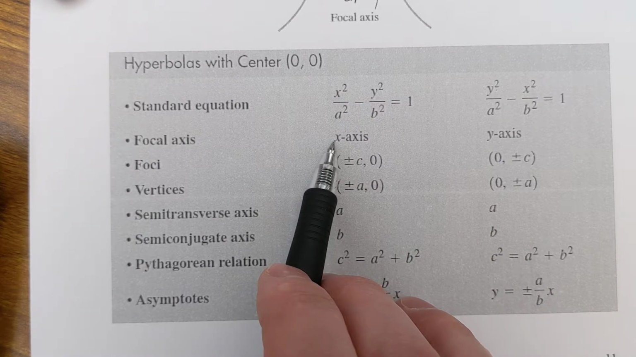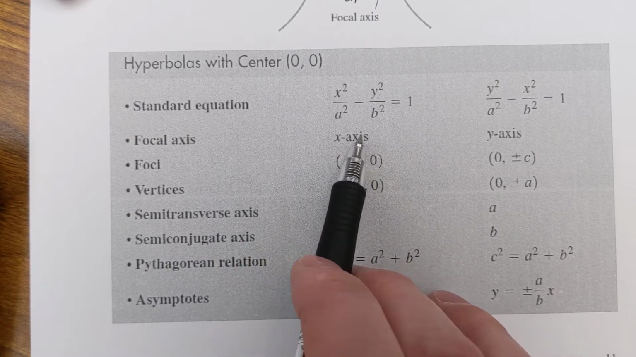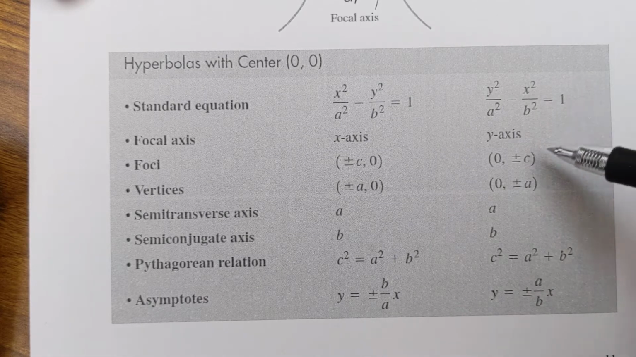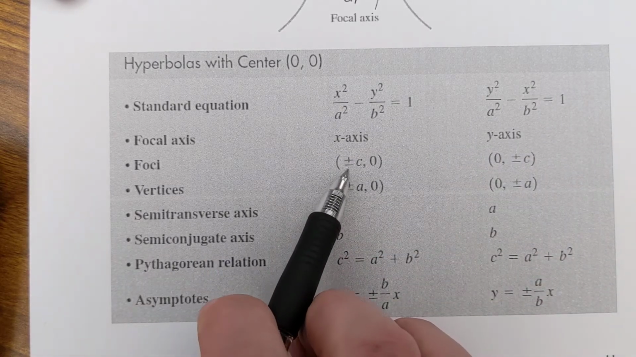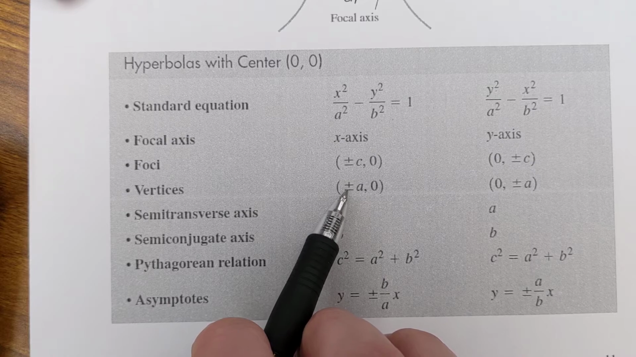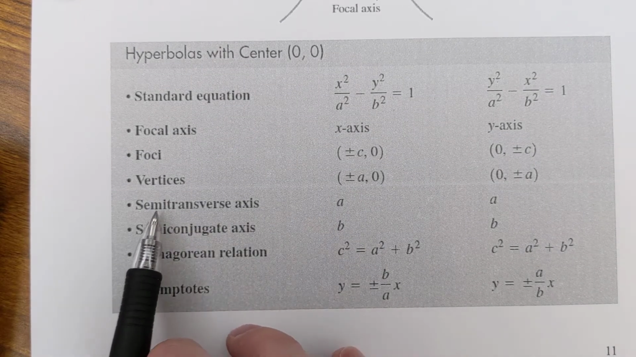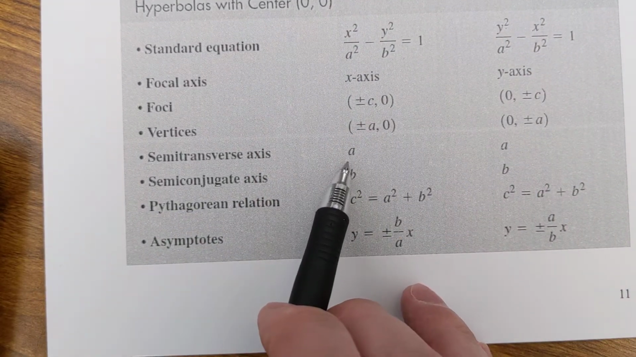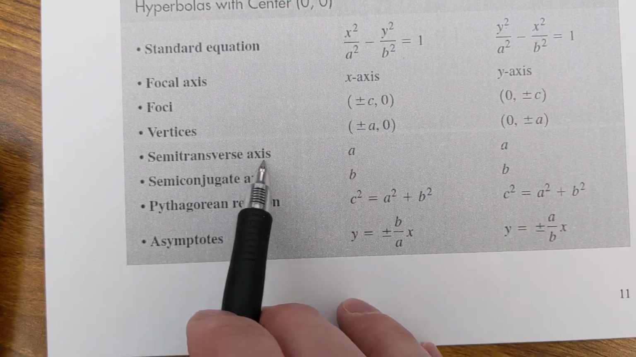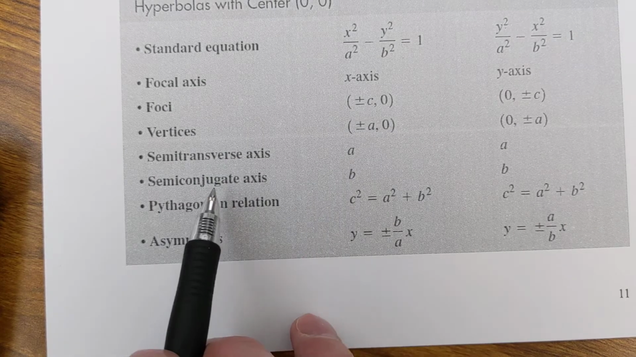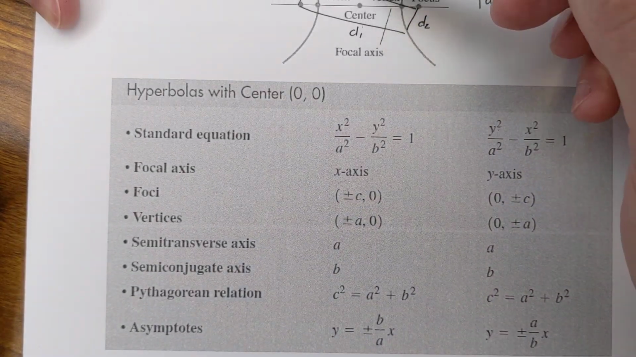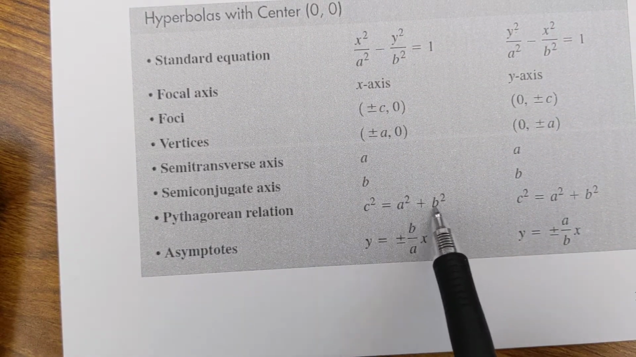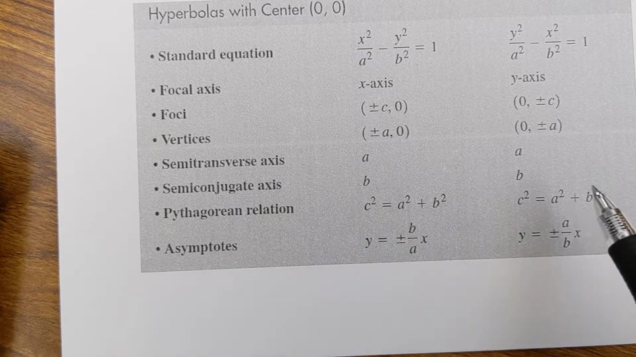So if x comes first, the x-axis runs horizontally, which means the hyperbola opens left and right. If y is first, the hyperbola opens up and down. Your foci are c away from the center, your vertices are a away from the center, just like before. Semi-transverse axis: transverse means connecting the two vertices, so the transverse axis length is 2a, and semi means half of that, a. Semi-conjugate, that's going up and down, would be b. Here's your Pythagorean relationship: a squared plus b squared equals c squared.